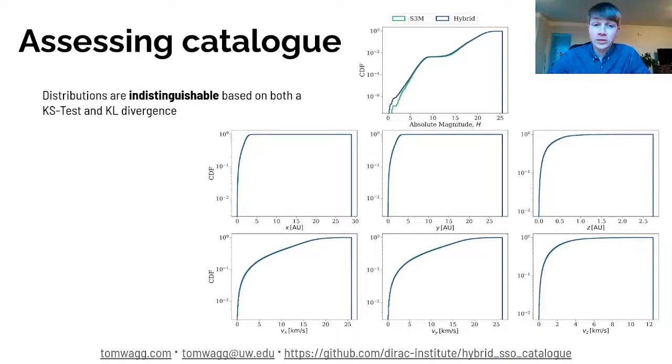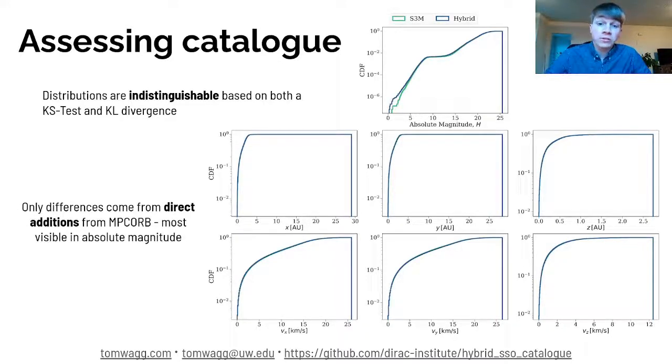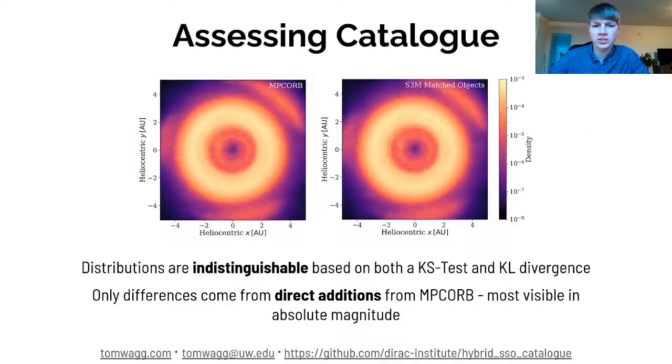I can tell you that they are statistically indistinguishable. If we do a KS test, or calculate the KL divergence, all of those values indicate that you cannot say with any certainty that these are drawn from different distributions, which is great. The only differences that you see, for instance in this absolute magnitude panel, are just from those direct additions. When you didn't have a simulated object that was close and you just directly added it, you see these slight differences.